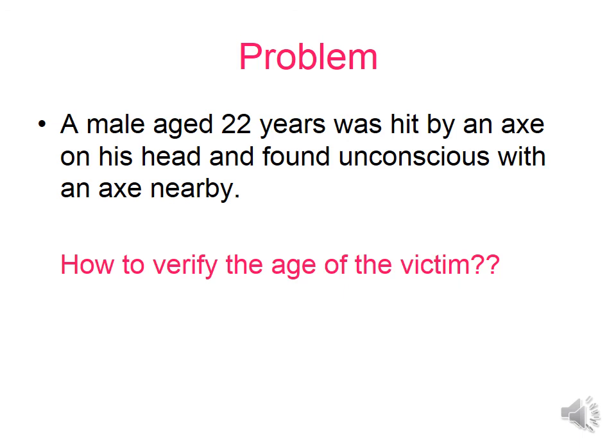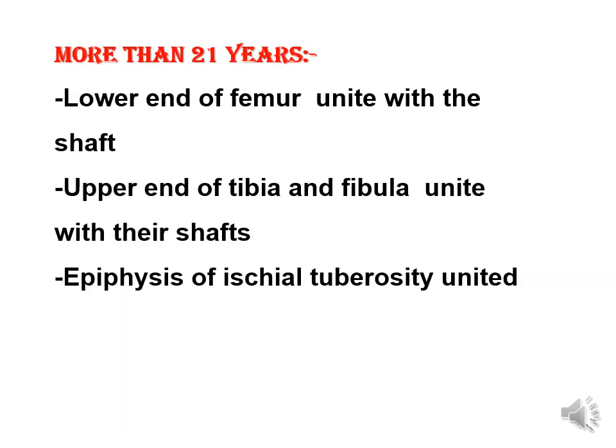What are the events that occur at 21? It's more than 21 years because the lower end of femur and the upper end of tibia and fibula are united with their shaft, and the epiphysis of ischial tuberosity is united with the rest of the ischial bone. These are the events that occur at 21 years.